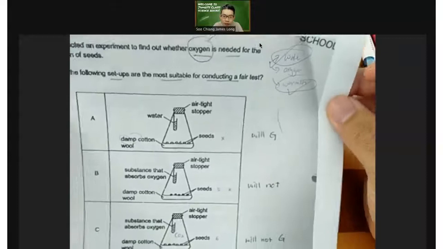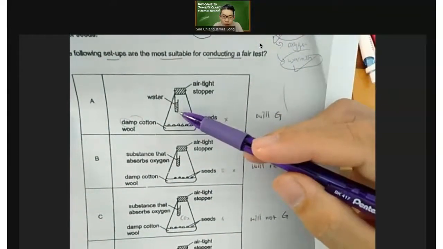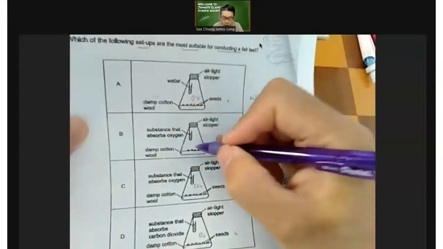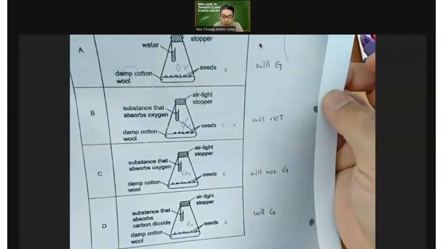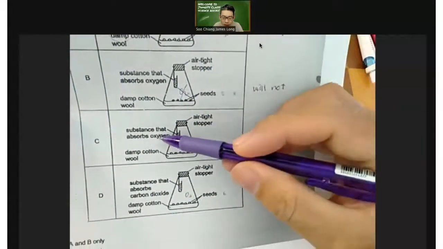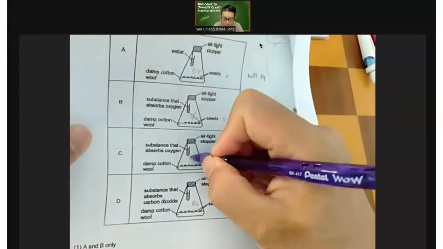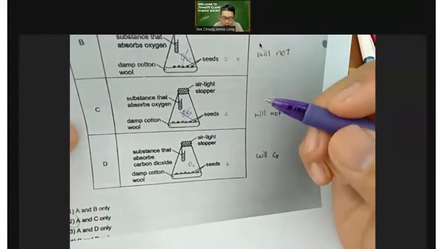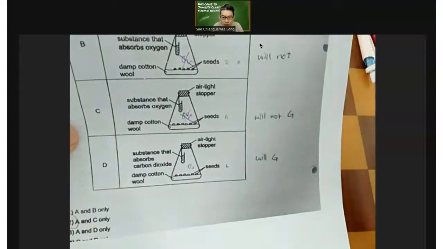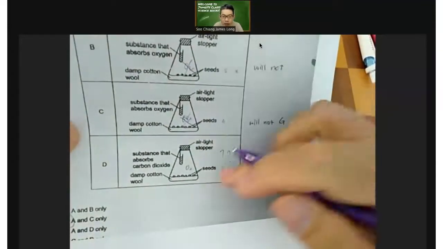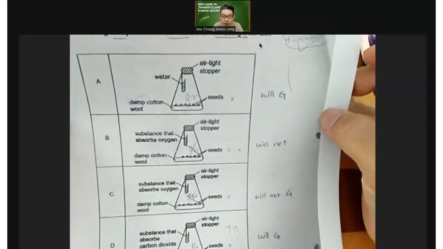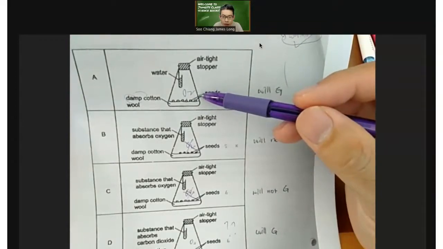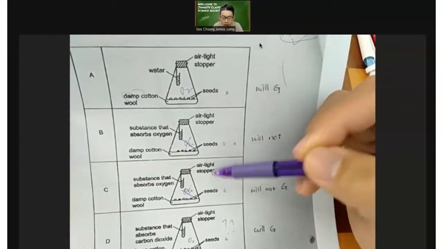Now let's check oxygen. Airtight, with water, so there is some oxygen inside. Airtight absorbs oxygen, so here there is no oxygen. Here airtight absorbs carbon dioxide. But we don't care about carbon dioxide, right? We just want oxygen. So this one, I put a question mark. Right now, I will need a container that has oxygen versus one with no oxygen. So there are two here.